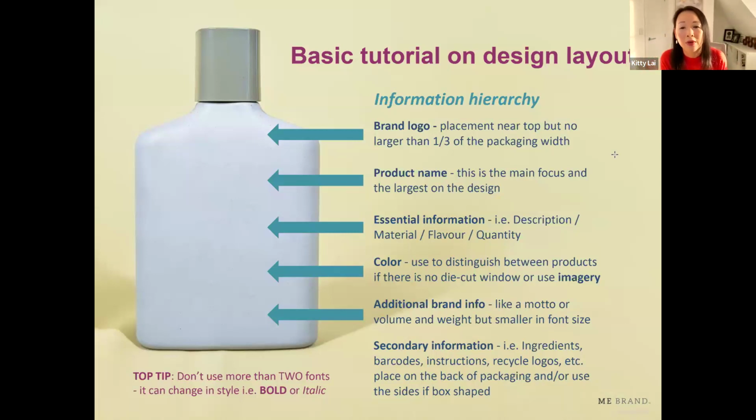The color also will distinguish. Some packaging might not have a die cut window to see the product through. So if it's a bottle or an enclosed box, use color to help you stand out on the shelf. And again, additional brand info, sometimes at the bottom, like a coffee jar or something will have the volume or weight in a smaller font size. And then all the secondary information like ingredients, barcodes, instructions, recycled logos, all the other things can go on the side of the box or on the back of the packaging as well.